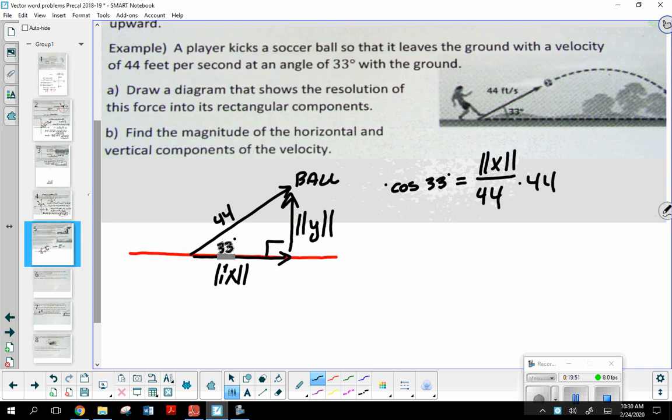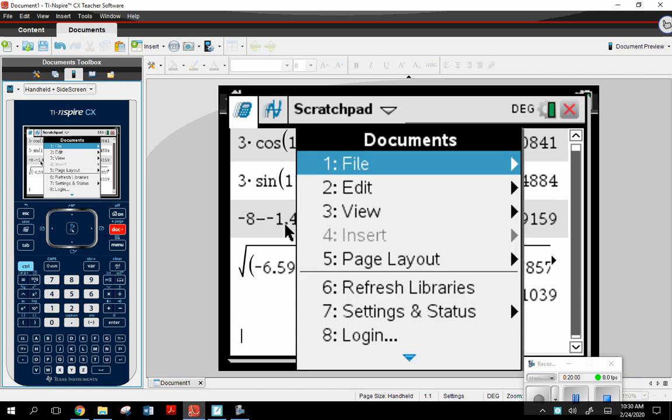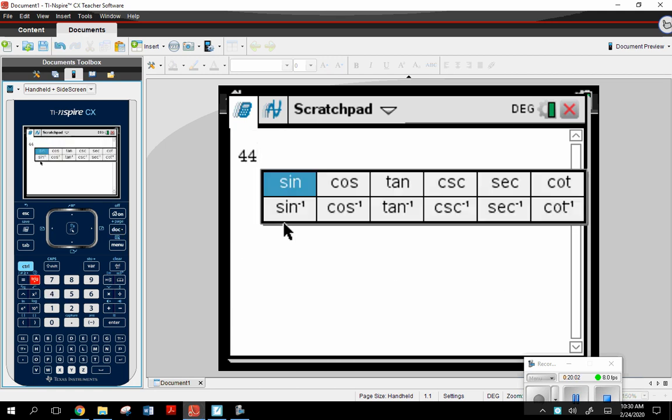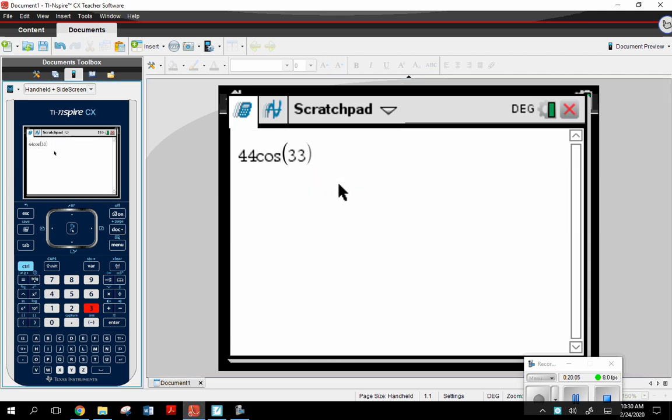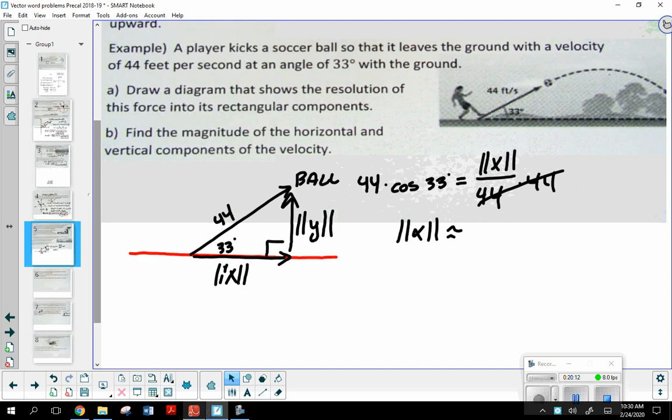These are some of the earliest problems that we were looking at. So when those cancel, the magnitude of x is about, well, let's see, 44 times cosine of 33. 44 times the cosine of 33. So let's say about 36.9. I mean, that's a pretty high decimal, but I'm going to go ahead and leave it as 0.9, even though you could make an argument to have it as 37. Okay. So horizontally, the ball is traveling about 36.9 feet per second.